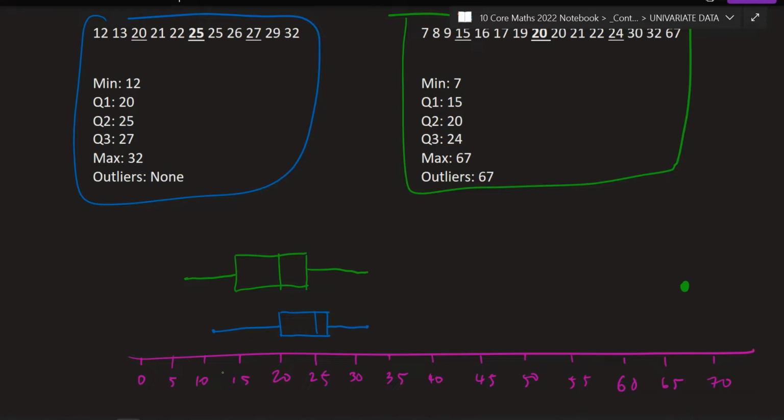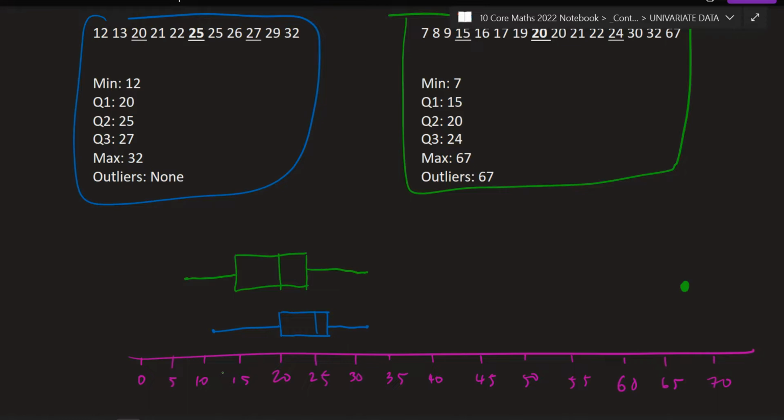Gabby, can you tell me anything else that you notice about them? Blue has a higher median. Good. What would the median be for blue? 25. Good. And for green, you've got 20. Good. So mention what that might be. Yeah, make sure you understand that.